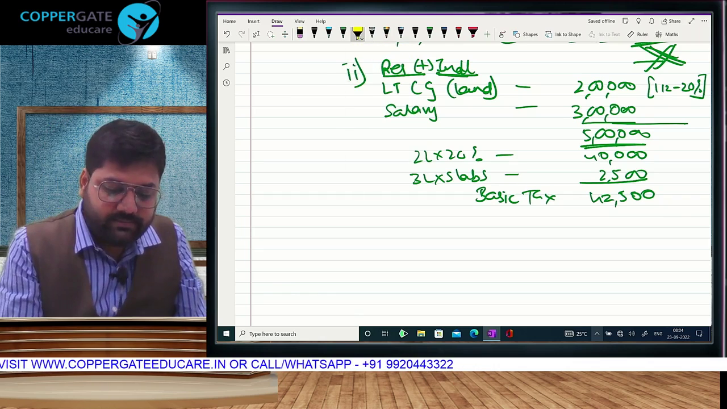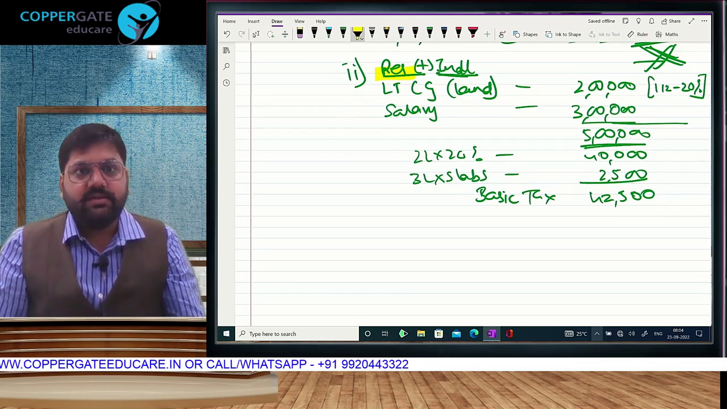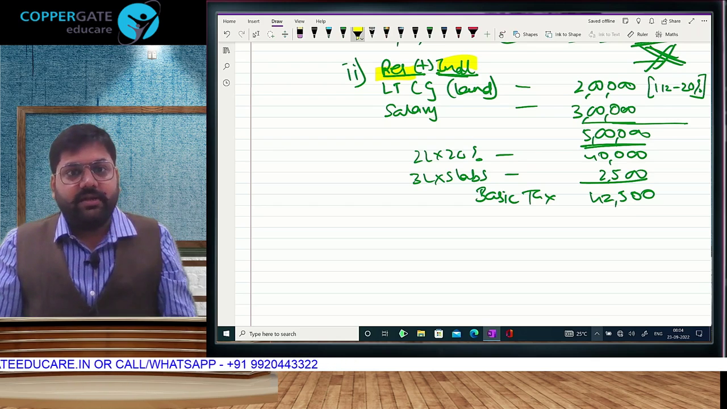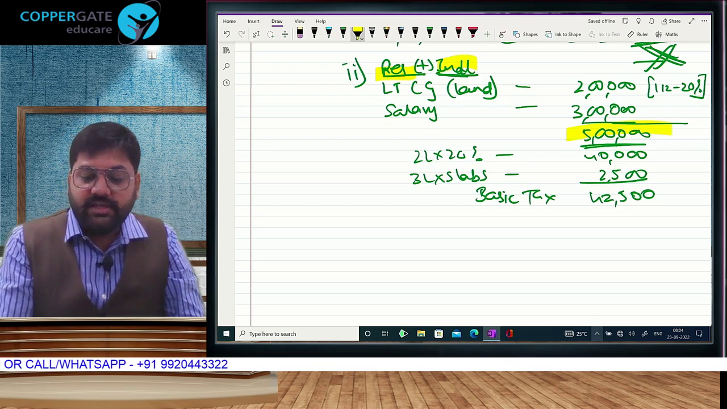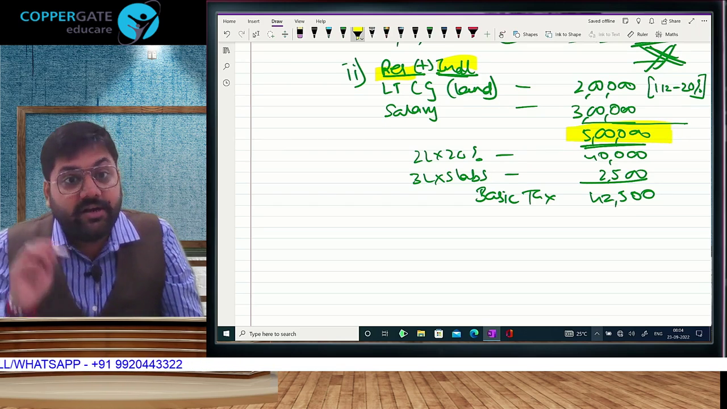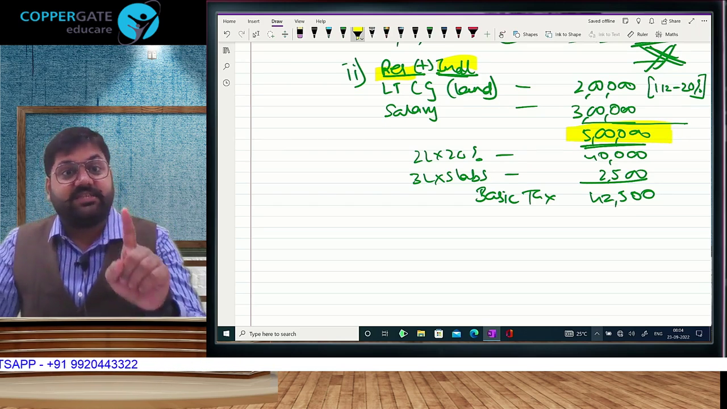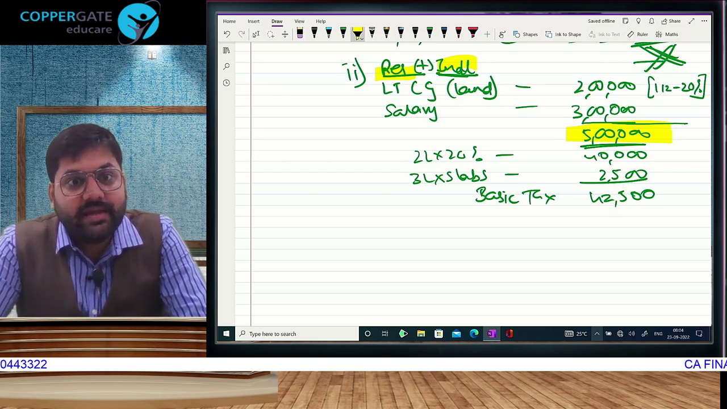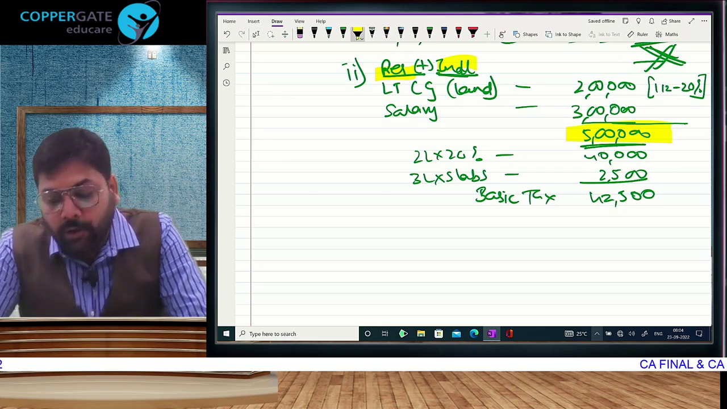Resident. First condition. Second condition, individual. Third condition, income up to 5 lakh. Is equal to 5 lakh covered? Understood the importance of equal to, whether 60 years, 80 years or 5 lakhs? Yes, so eligible.